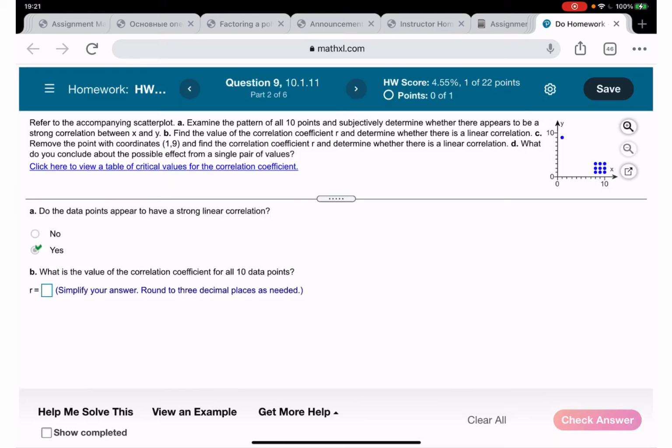What is the value? Actually, these questions we already know. You can answer, right? Correlation coefficient for all data points. You have to find critical value and compare. If R is greater than our critical value, then you have linear correlation. If it's less than, there is not enough evidence to insist that there is a linear correlation.